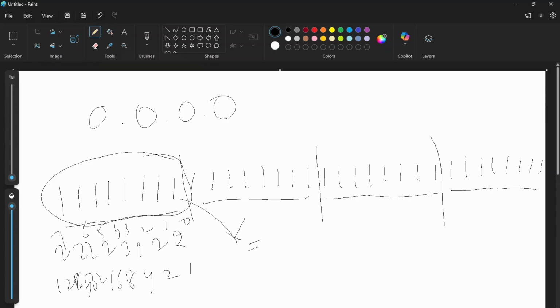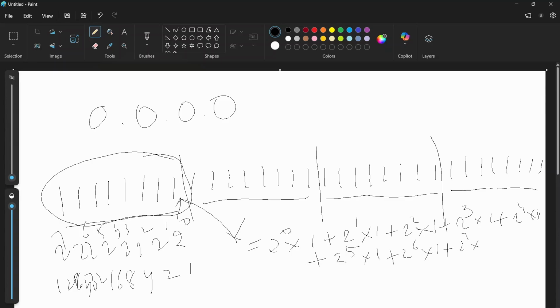Okay, now tell me, 2 power 0 into 1, plus 2 power 1 into 1, plus 2 power 2 into 1, plus 2 power 3 into 1, plus 2 power 4 into 1, plus 2 power 5 into 1, plus 2 power 6 into 1, plus 2 power 7 into 1.